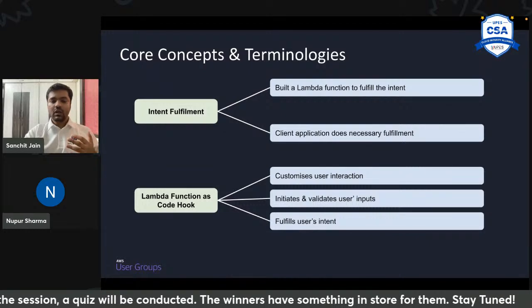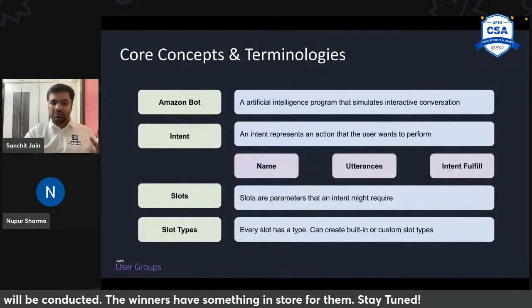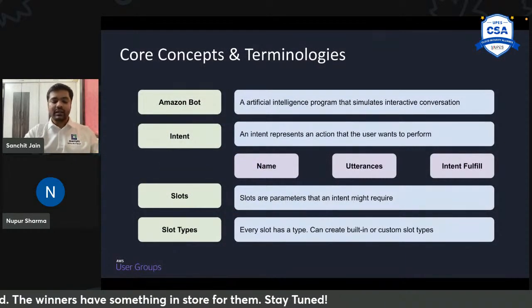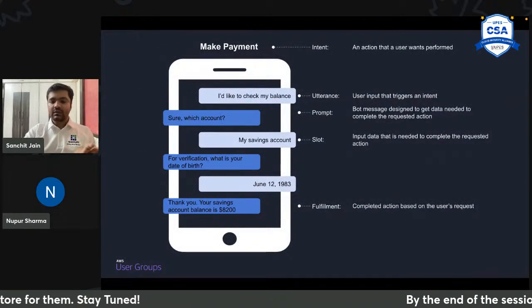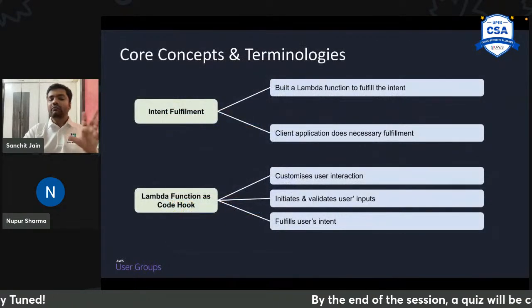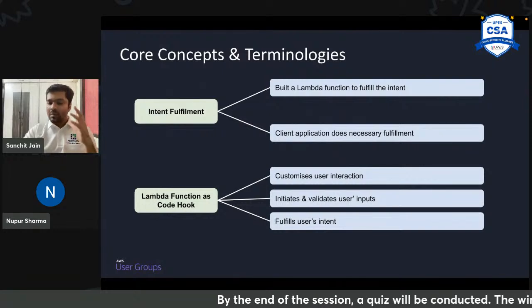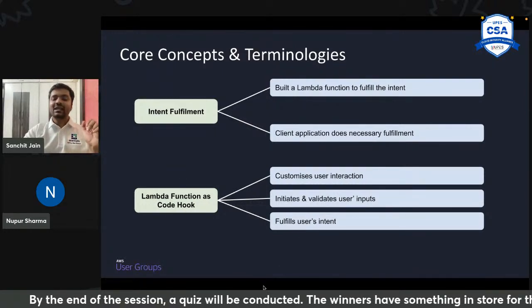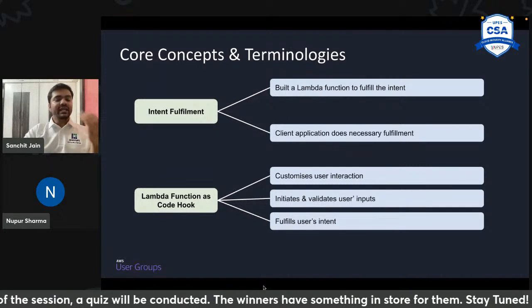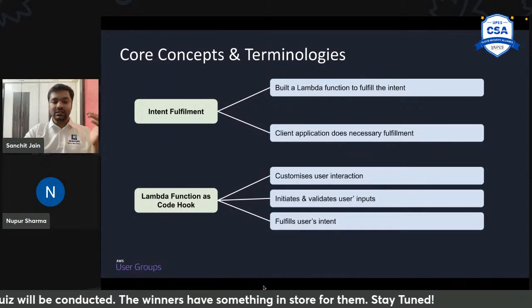So if I quickly recap: Amazon bot, intent, slot, and slot types. Then this is an example of how exactly this works. And at the last, intent fulfillment, where you have the capability of processing with Lambda or any client application, as well as a code hook to validate each and every response given by the user at each stage. Okay.